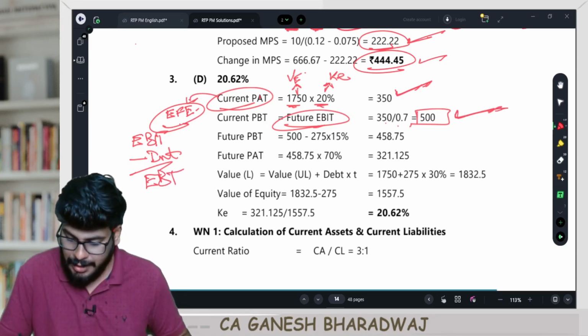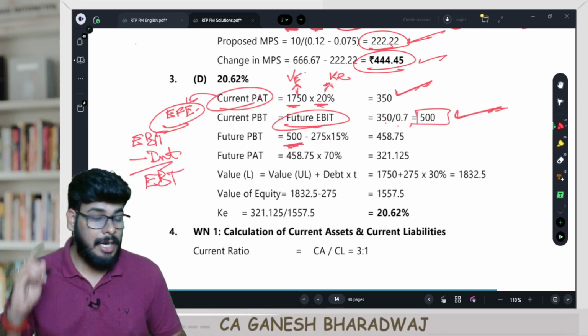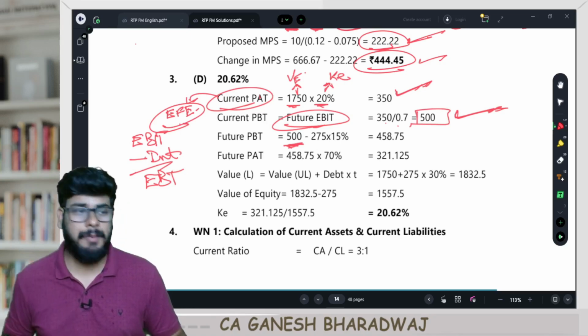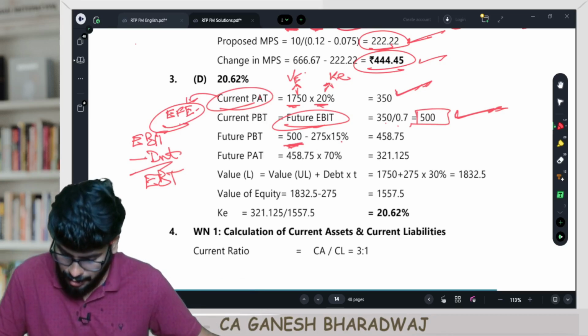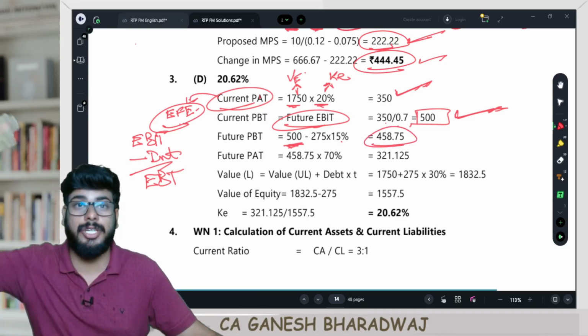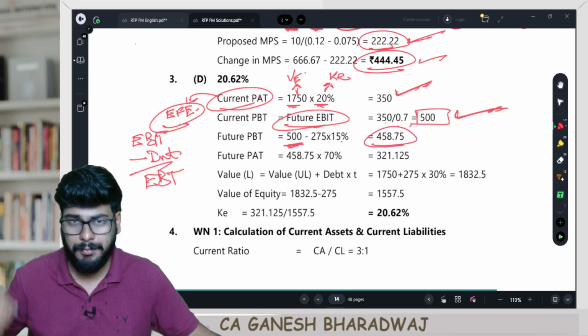So ideally speaking, EBIT minus interest will be EBT, correct? Now this 500 lakhs is going to be my EBIT, right? Now from that I need to reduce interest. How much will be the interest? 275 lakhs into 15%, right? If you reduce the interest, that will be your future earnings before tax, EBT, right?